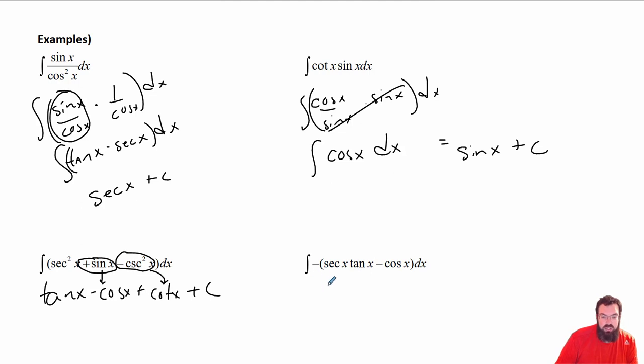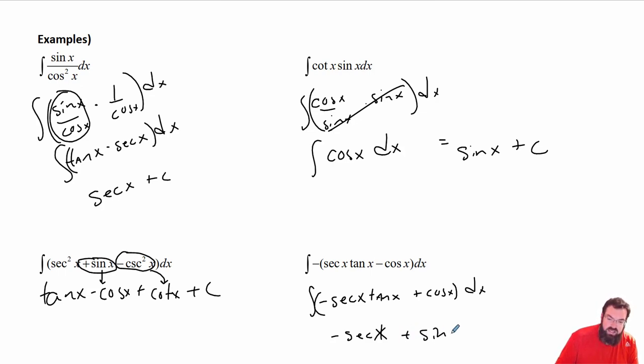This one here, what do I want to do with this? Well, I don't really want to do anything. I might as well multiply it through. So this is just negative secant x tan x plus cosine of x, and all that's dx'd. All right, and then the antiderivative is going to be negative secant x plus your sine x, because the derivative of sine is cosine, and then plus some c.